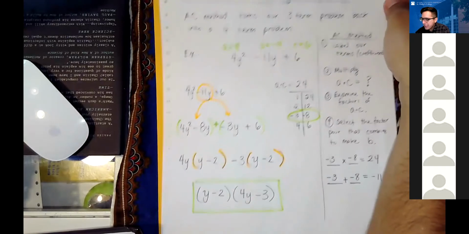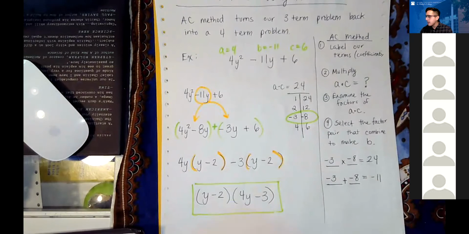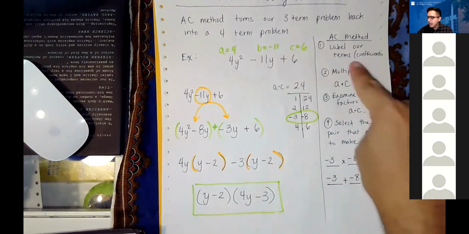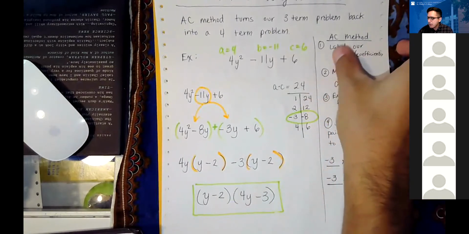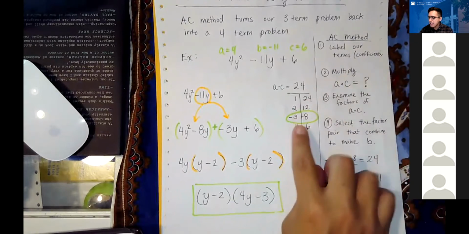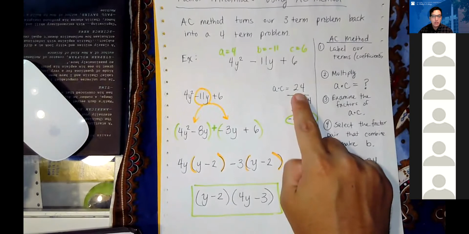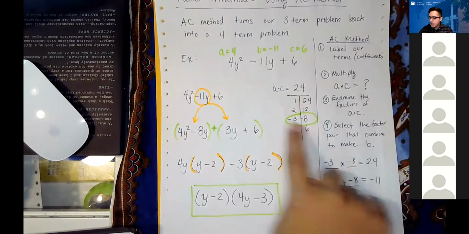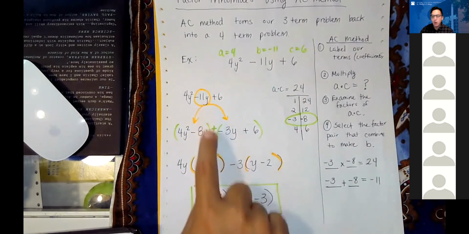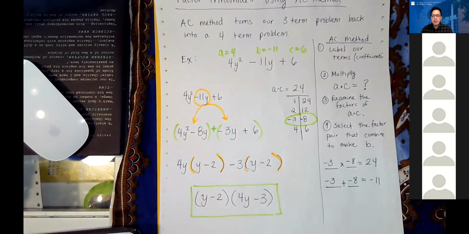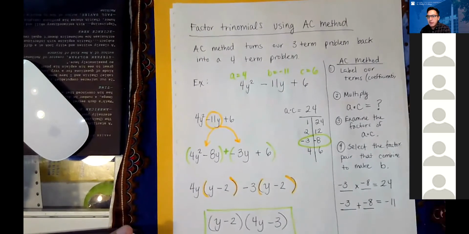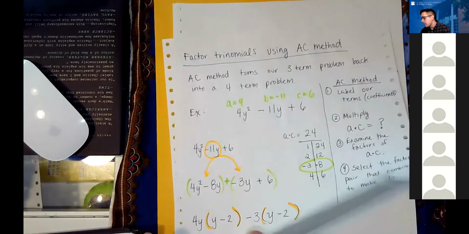So the big heavy lift of the AC method is labeling the terms, multiplying A times C, trying to select the correct factors of whatever this number turns out to be, such that you can break up the middle term and then go right back into factoring by grouping. So I'm going to work one more example with you guys and then give you one to work on your own.